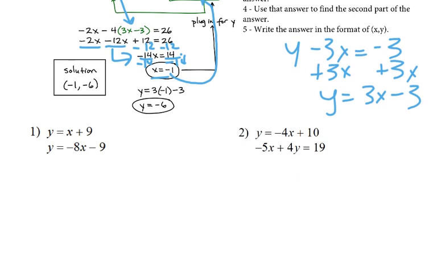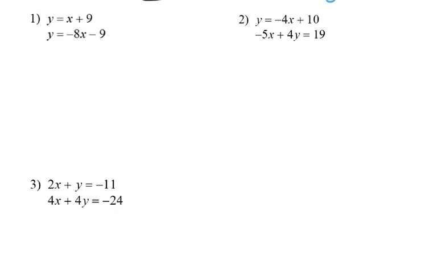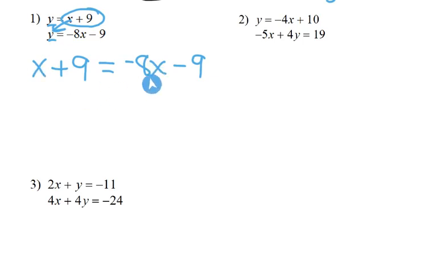So let's see a few examples. Now notice these two are already solved for y. So I take this one and plug it in for that y. So instead of y, I get x plus 9. And then it's going to be equal to negative 8x minus 9. The beauty here is now I just have x's, just like with the cat and dog food. Now I just have one of the types.